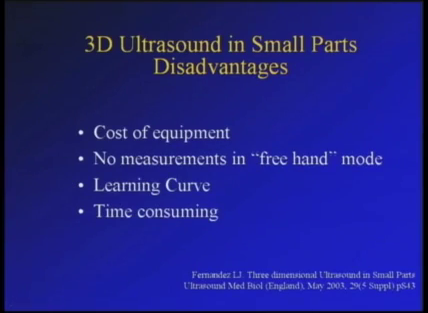3D ultrasound in small parts has disadvantages. The cost of the equipment. No measurements can be done when you use the freehand mode. Measurements can be done if we are using automatic transducers, but not in the freehand mode, unless you are using magnetic positioners. All the images I presented in these lectures, or most of the images, were done with a freehand technique. Of course, a learning curve is necessary that at the beginning is time consuming.